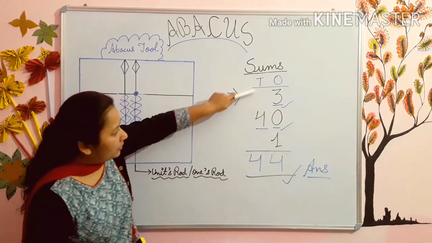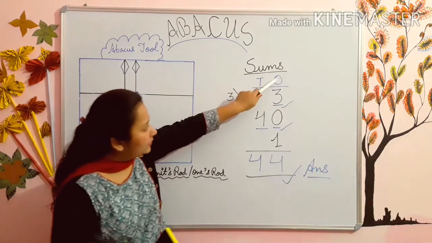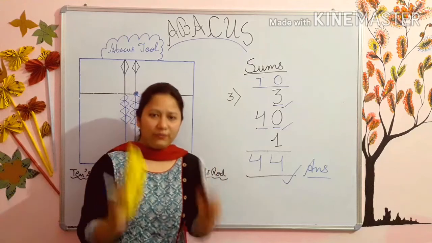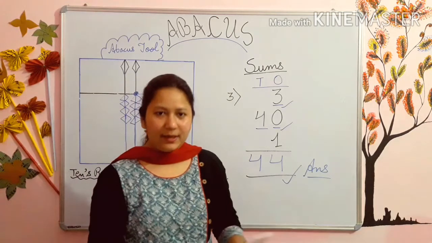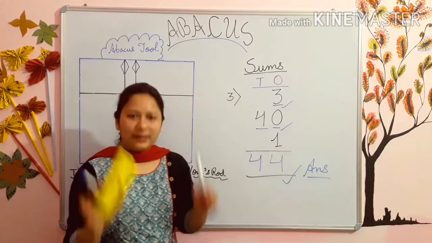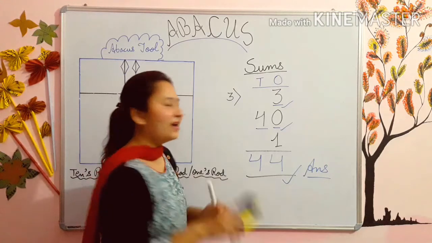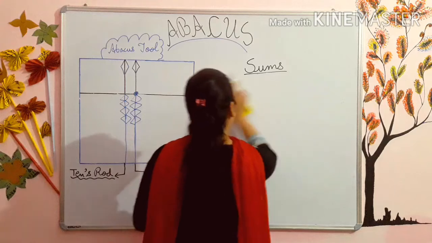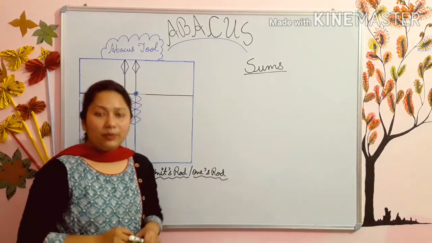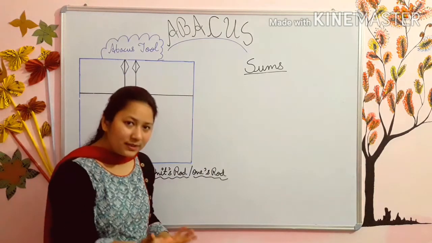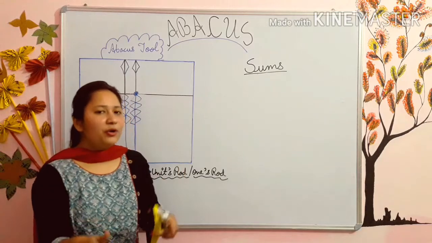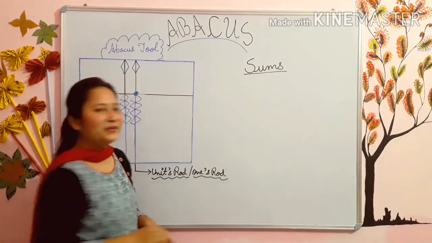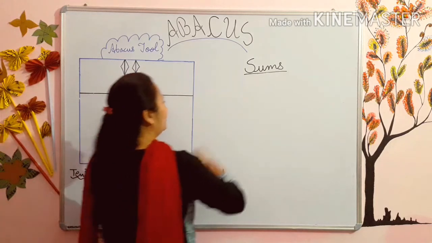See, tens rod, tens number, ones rod number. Answer is 44 and your sum is completed. I hope students you are getting it. Very nice. Now we will go for our next sum. Those students who are not getting it, we will do some more sums and I'm sure you will get it. But just focus on the video. So now our fourth sum.